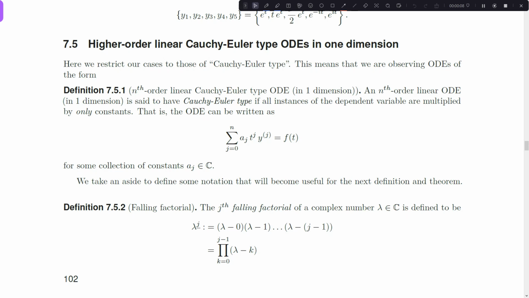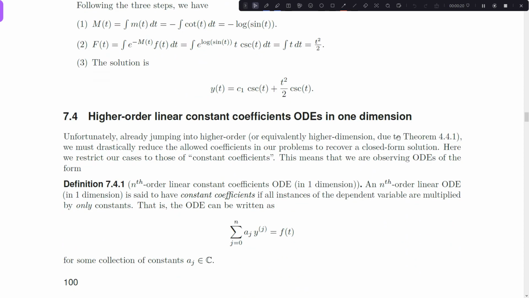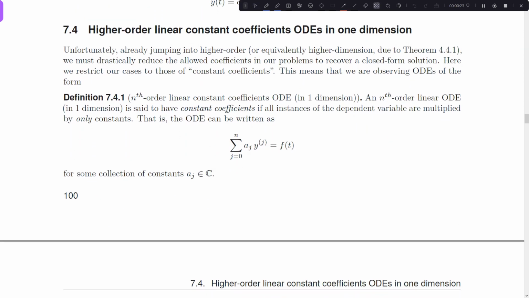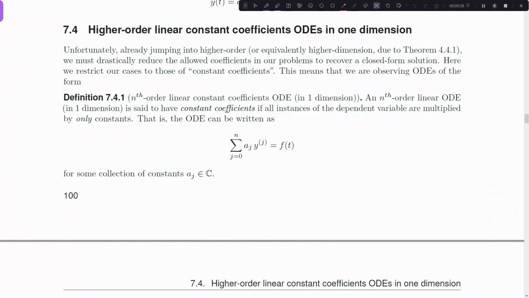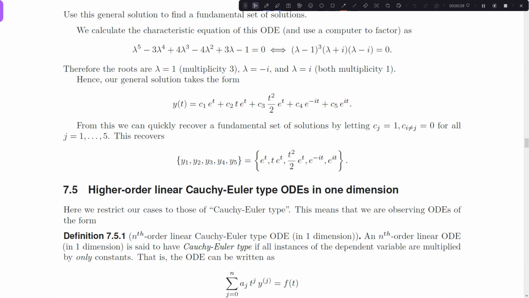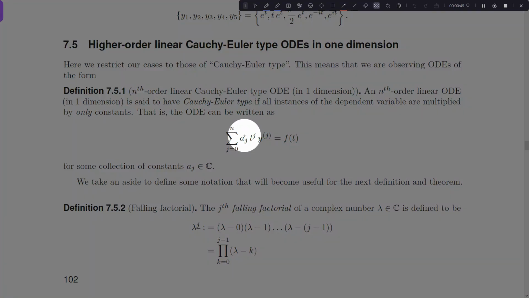Okay, welcome back. So we're moving on to section 7.5, which I'm calling higher order linear Cauchy Euler type ODEs. So basically the last section, you'll recall it was saying in higher order problems we have to get restrictive on the sorts of coefficients we can place on the dependent variable or the function we're trying to solve the ODE for in one dimension. We have to get restrictive on this coefficient. And Cauchy Euler type is a new version of restriction on those coefficients. So we're allowed to go a little bit broader than constant coefficients, but this is very restrictive still.